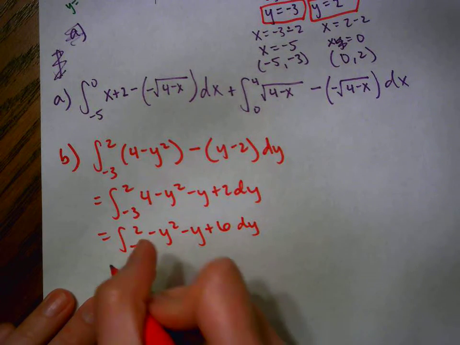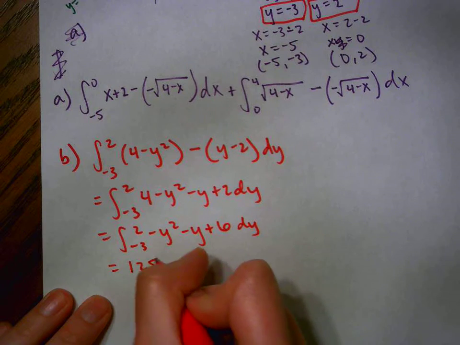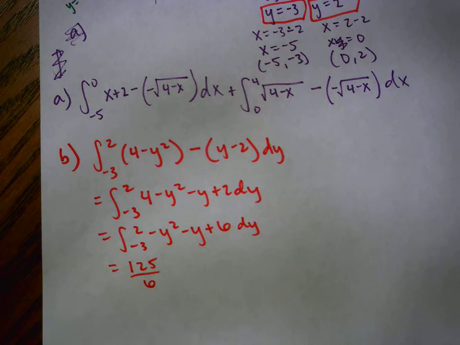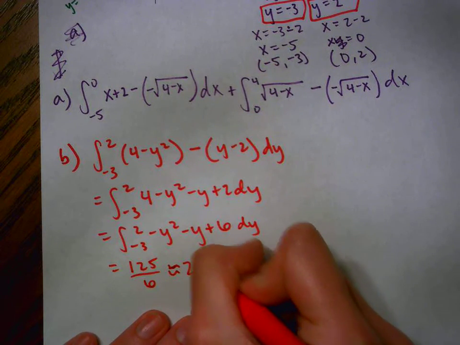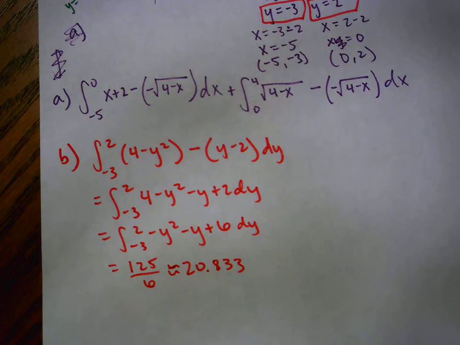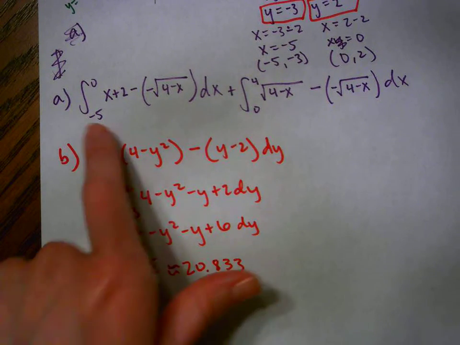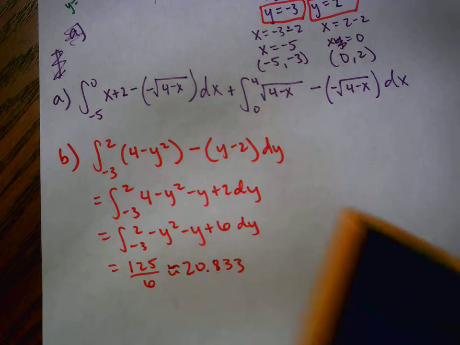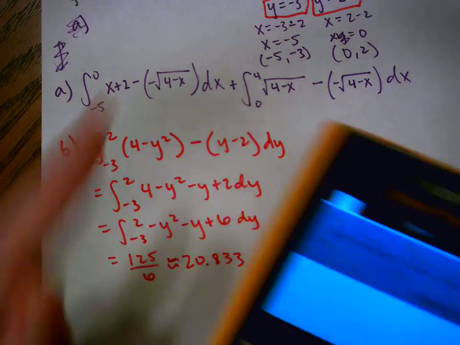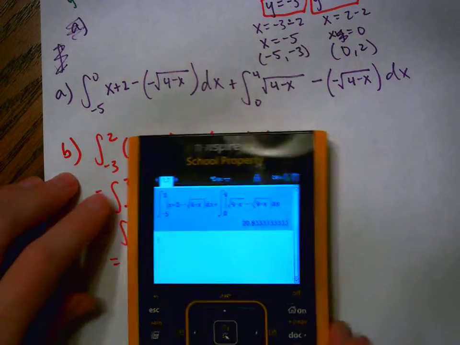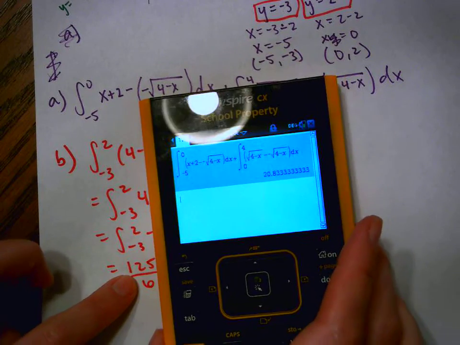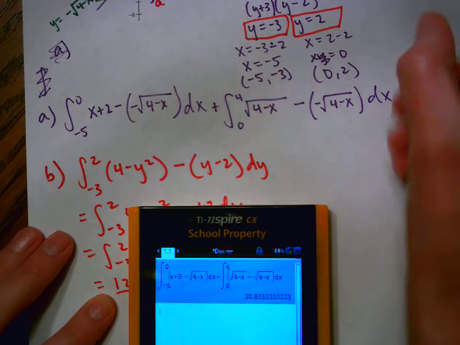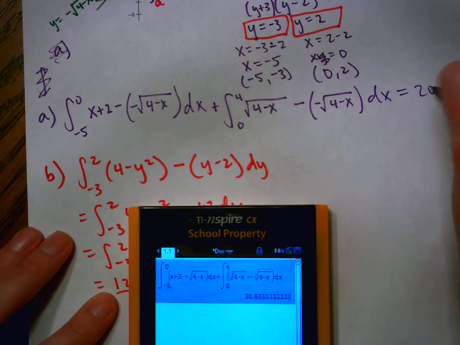And the answer, if you did it by hand, you should have gotten 125 over 6. Or as a decimal, that is approximately 20.833. So would this original vertical, in terms of x, integral equal the same thing once we add them together? Well, here you go. I typed it in already. And you can see it is also 20.833, or 125 over 6. So let me go ahead and say that that also equals 20.833. So it's the same thing.